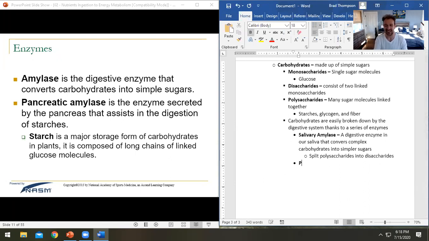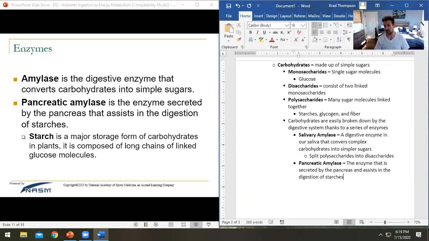Now, we do also have pancreatic amylase. Not saying you shouldn't chew your food, but this is the enzyme that is secreted by the pancreas and assists in the digestion of starches. If you have a big complex starch that doesn't get effectively broken down by salivary amylase, pancreatic amylase is much better at breaking that down inside your digestive system. It's created by your pancreas and dropped off where the stomach and the small intestine meet.